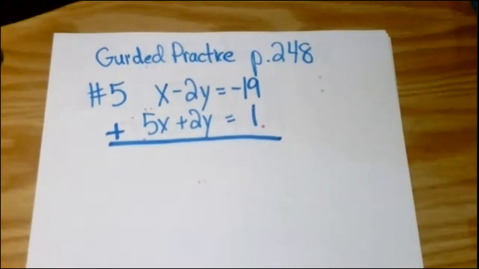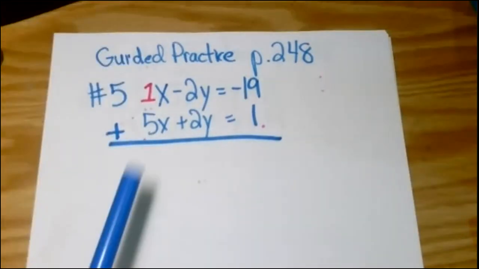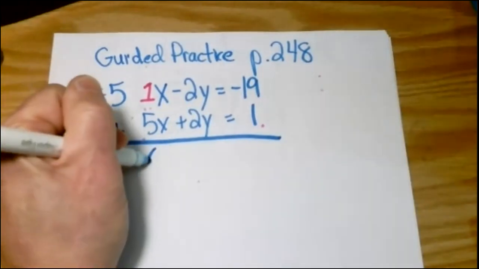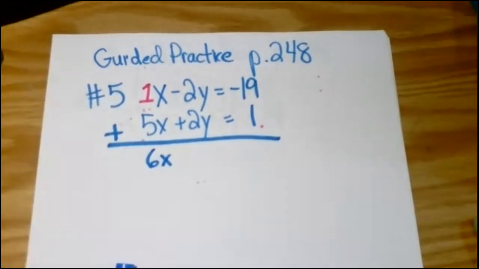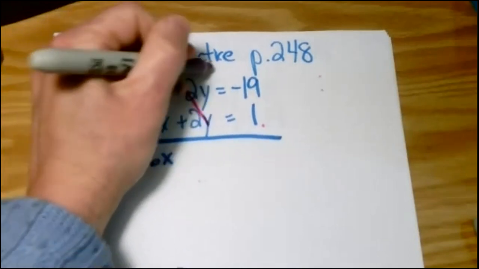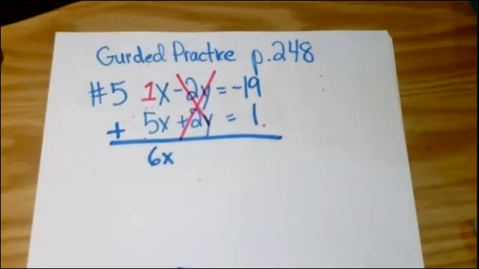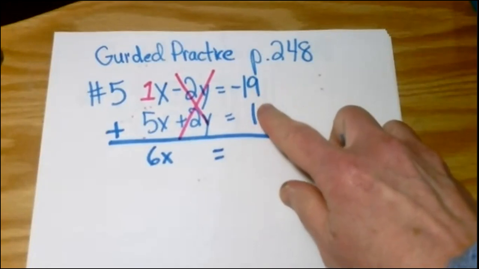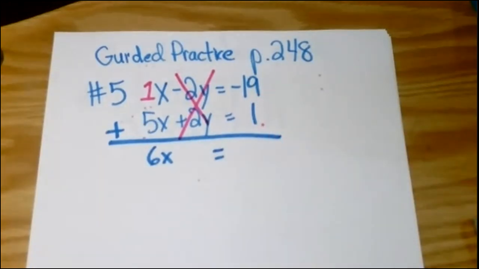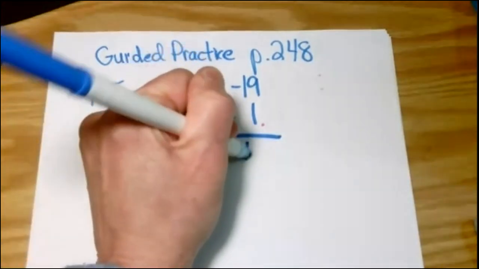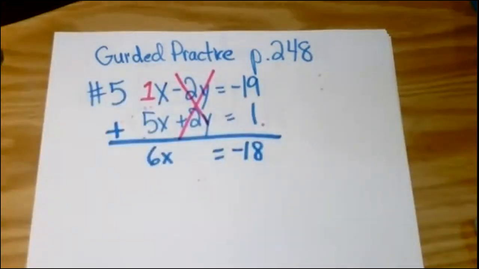So I can just add, and I'm going to put a 1 in front of here. So 1x plus 5x is going to give me 6x. My -2y and my positive 2y are going to cancel out and become a 0, so I'm just going to eliminate that step. So 6x is now going to equal -19 plus 1. You owe me $19, but you pay me the $1 you have in your pocket. Exactly, you now owe me -$18. That's how much you're in the hole.